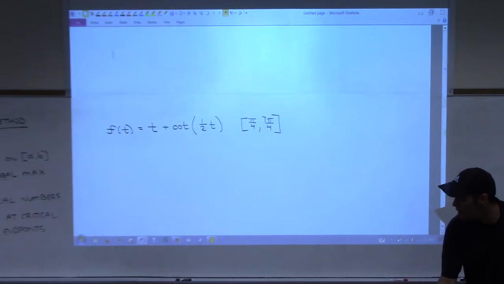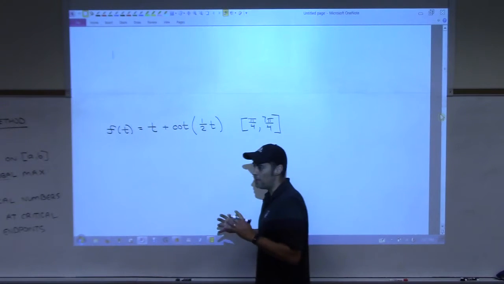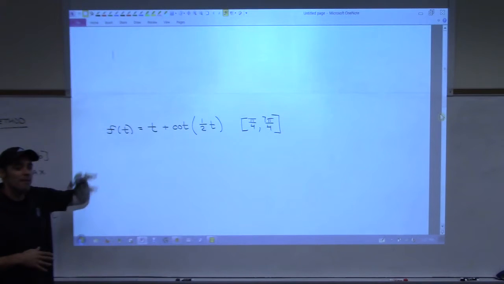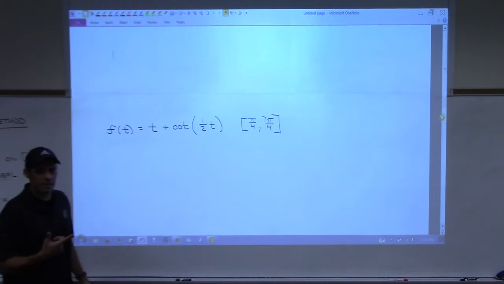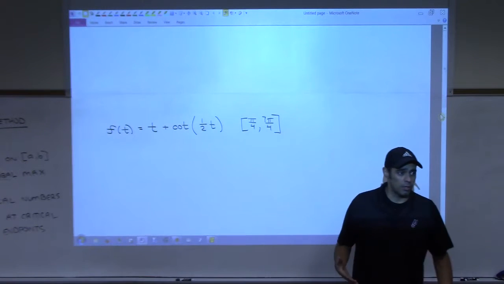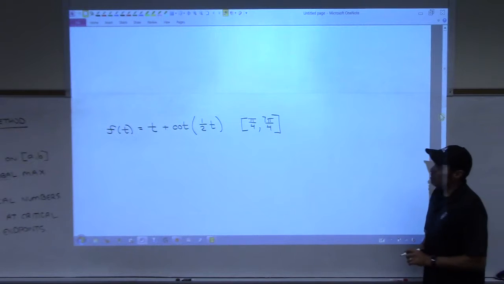So we've kind of opened up Pandora's box of functions now. There's really nothing that's off the table anymore in terms of what we can try and find the max and min of. As long as we can take the derivative of it, set it equal to 0 and solve it, this will work. All right?